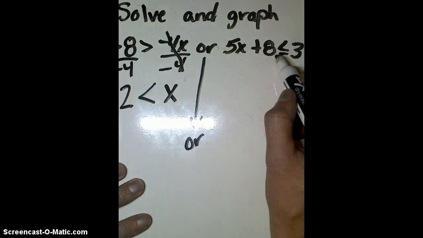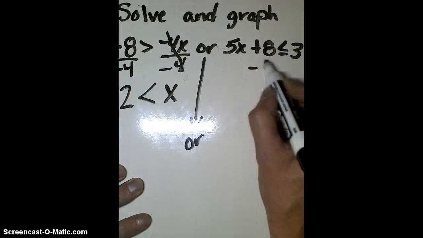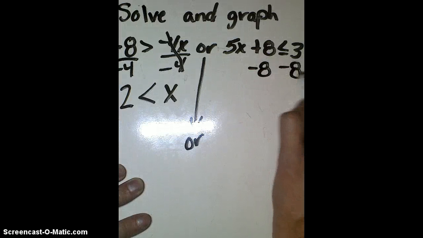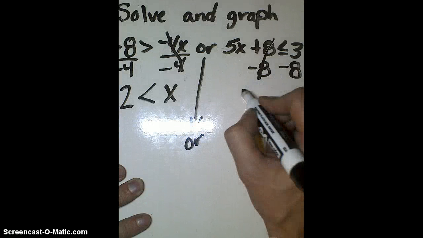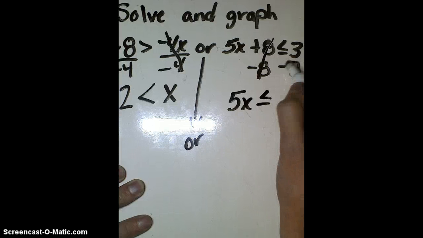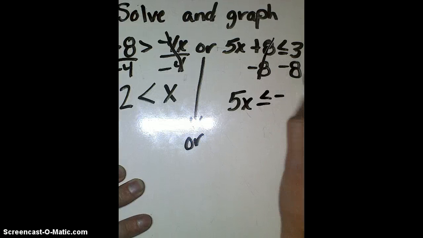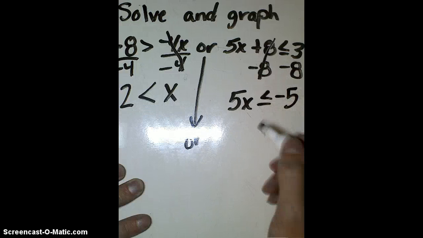I start away from the x, getting rid of things, so I'm going to get rid of the 8 first. I subtract 8 from both sides. Positive 8 minus 8 is 0, so it goes away, so I've got 5x is less than or equal to 3 minus 8. The negative is with the bigger number, the 8, so it's going to be a negative here. You can think of it as 8 minus 3 is 5, so I should get negative 5. 3 minus 8 is negative 5.